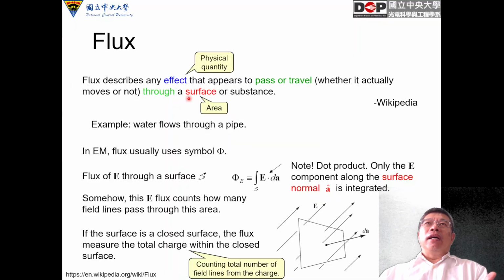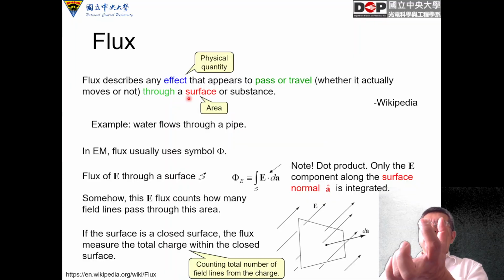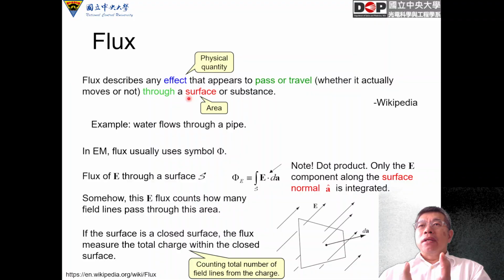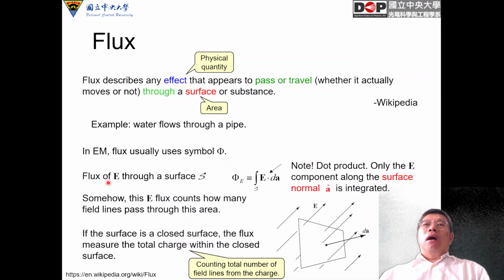Or you always say that water flows through a pipe, and a certain part of the pipe is an area. So you can consider how much water goes through. That's a flux. It doesn't matter. So for example, water flows through a pipe. That's the idea. In electromagnetism, flux usually uses the symbol capital phi. Okay? And since we flow through an area or surface, we take the flux of the electric field through a surface S. This is a funny S.